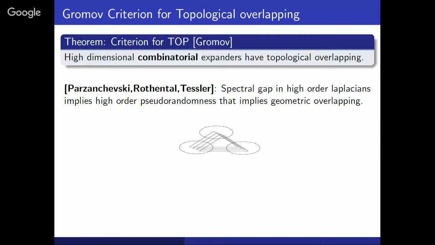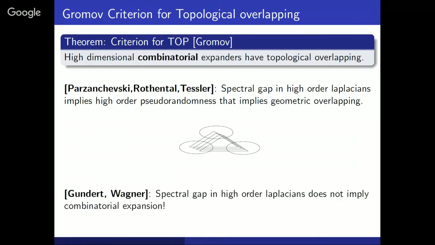In graphs, pseudo-randomness means that every two sets of vertices have the correct number of edges. Here, for every three sets of vertices which are large enough, the density of triangles in them will be correct if you have a spectral gap in high-order Laplacians. And people showed that this pseudo-randomness implies the geometric overlapping. So spectral gap implies some high-order pseudo-randomness, and this implies geometric overlapping. However, this spectral gap does not imply combinatorial expansion. There are complexes which have a spectral gap in the Laplacians, but you can show that they don't have this combinatorial expansion, and they will not be topologically overlapping. So something very weird is going on here: in the high dimensional case, the pseudo-randomness behavior is not equivalent in any sense to the combinatorial expansion.